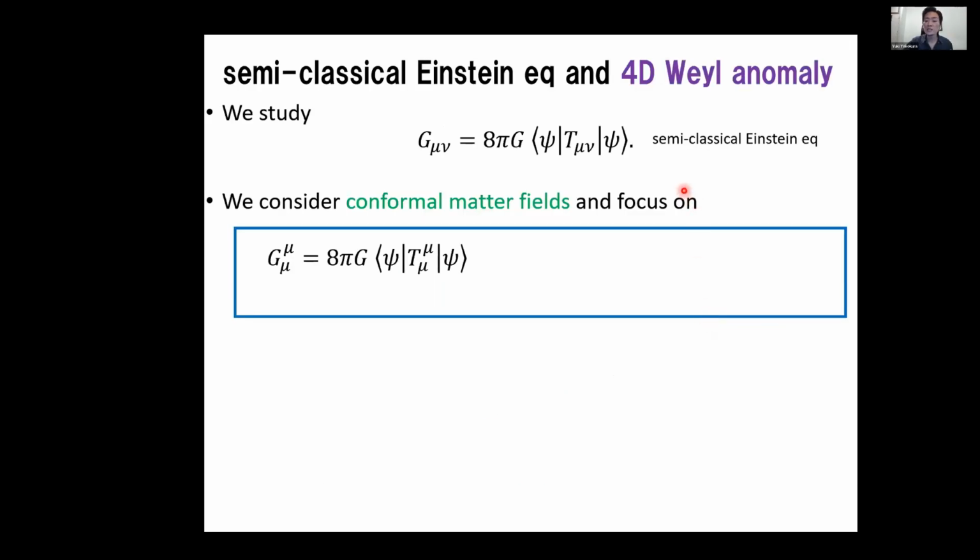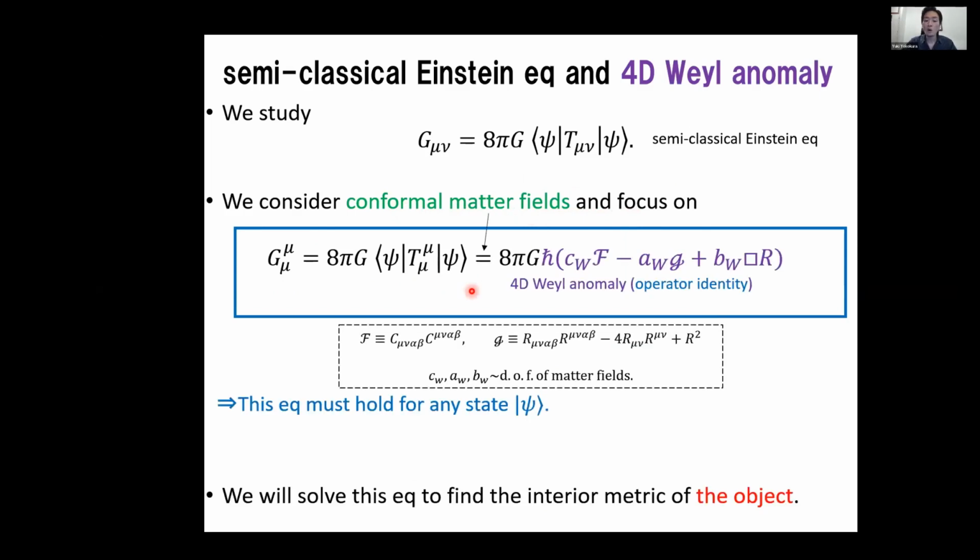To do that, we studied the semiclassical Einstein equation. For simplicity, we assume conformal matter fields. Then we focus on the trace part of the semiclassical Einstein equation. As you know, the trace part of the energy momentum tensor for conformal matter fields is given by the four-dimensional Weyl anomaly, this violet one. F, G, and Laplacian R are determined by curvatures. And coefficients CW, AW, BW are just numbers, which represent degrees of freedom of matter fields.